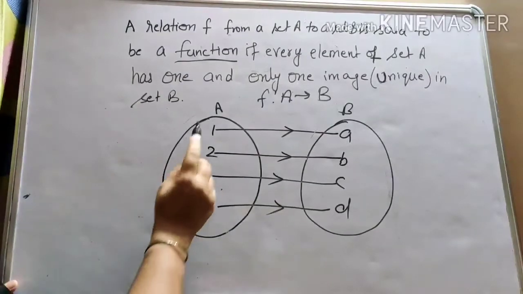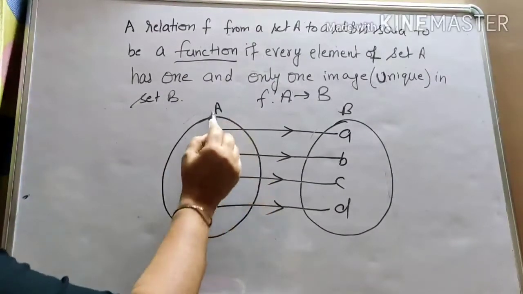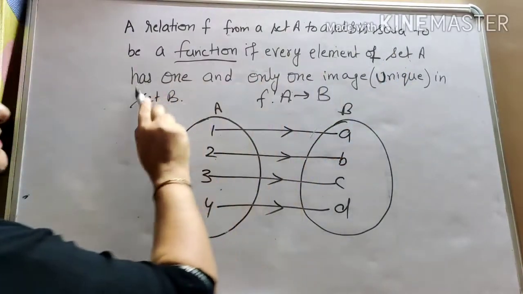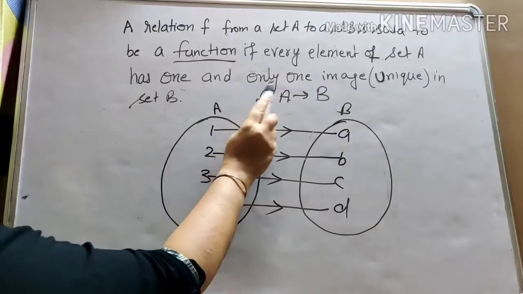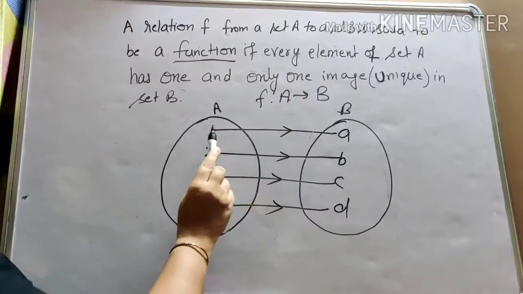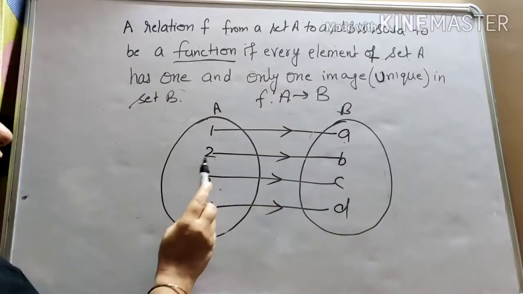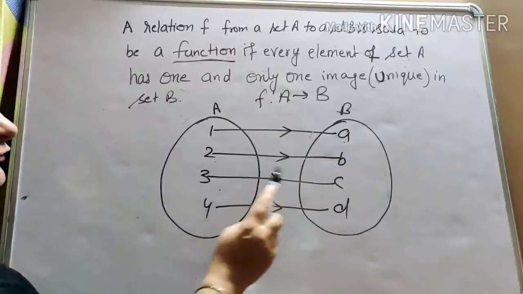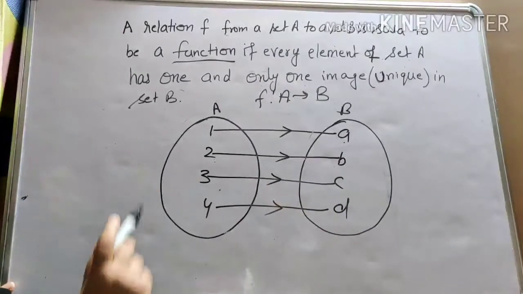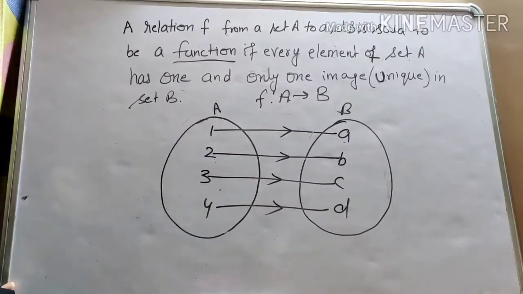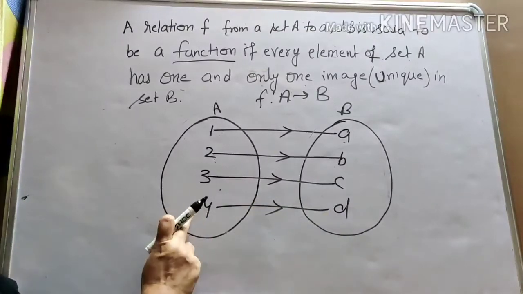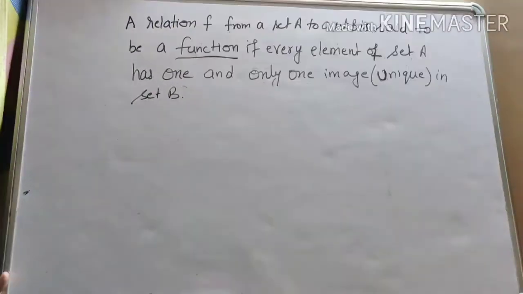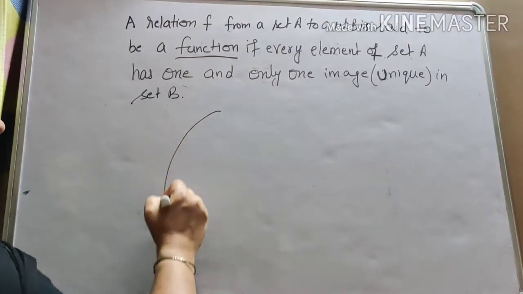Now, if every element of X, it means 1, 2, 3, 4, every element of set A has one and only one image. Now 1 has image A, 2 has image B, 3 has image C and 4 has image D. So every element has only one image in B. Therefore, this relation is a function. Let's take one more example.